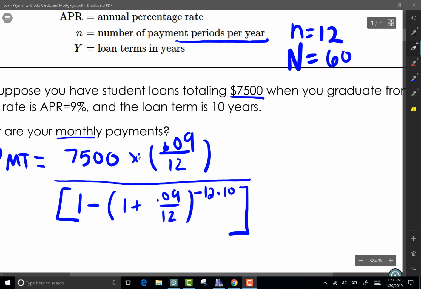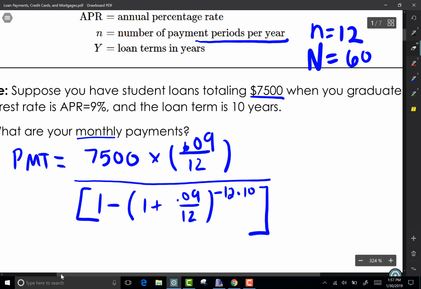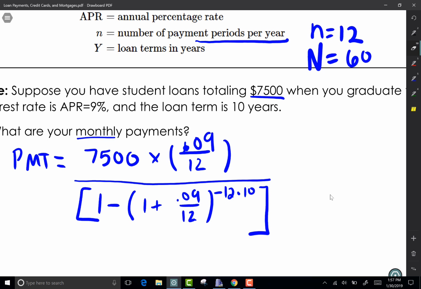Okay, now let's put this in the calculator. And we have to be very careful when we put this in the calculator to make sure we put our parentheses in the right places to get the correct value. So anywhere in the formula that we see parentheses or brackets, we need to make sure that we put those in on the calculator. So let's highlight those in red.